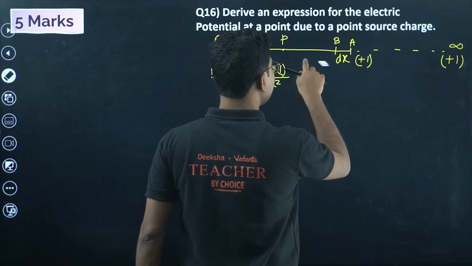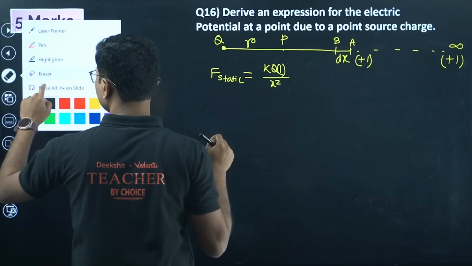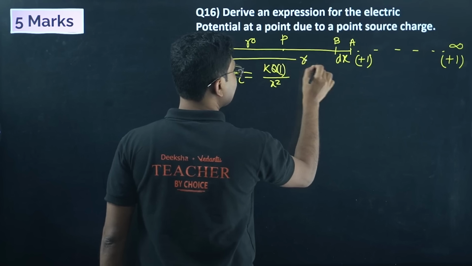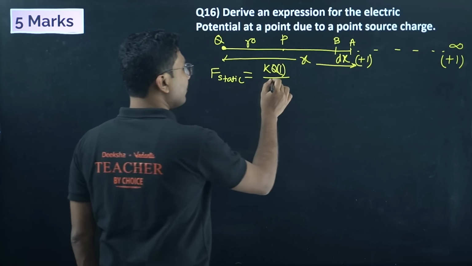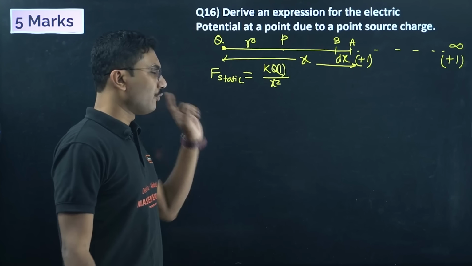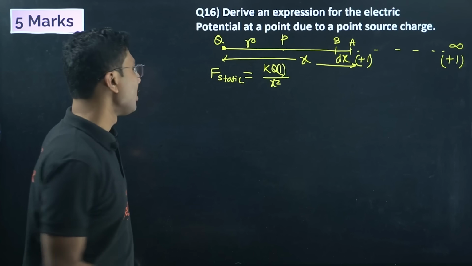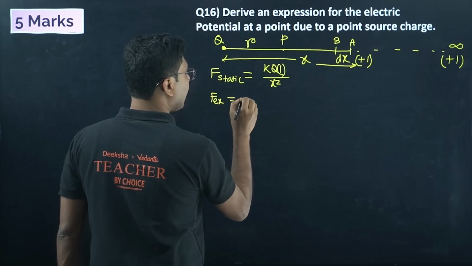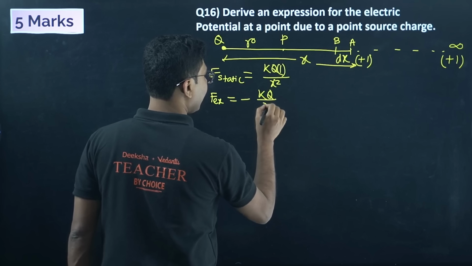So we have taken the distance between Q and A as x. Now this is the static force. If you want to move a charge, you have to apply a force which is equal but opposite to this static force. So the external force that you have to apply should be minus of kq by x square, right?